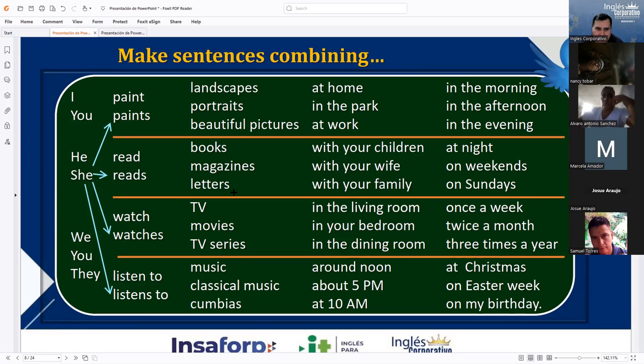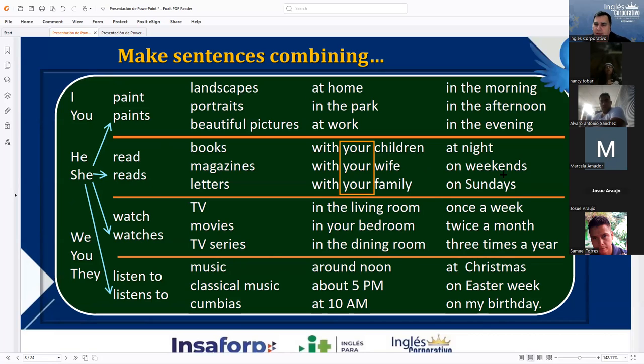Again, here, because of the combination, you have to use the correct possessive. The possessive to use here has to be depending on the subject. I paint landscapes with my children at night. You paint landscapes with your children at night. He paints landscapes with his children at night. We paint landscapes with our children at night. They paint landscapes with their children at night. So the possessive pretty much depends on the subject, okay?